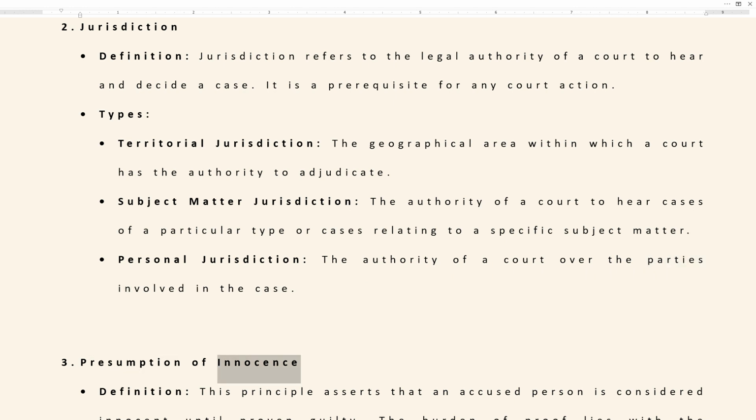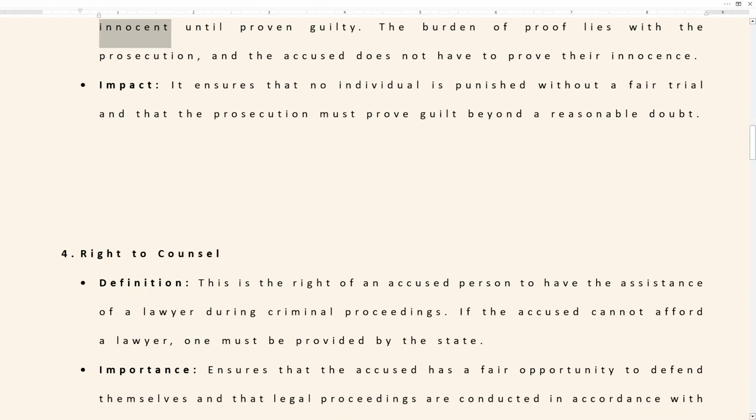Presumption of innocence. Definition: this principle asserts that an accused person is considered innocent until proven guilty. The burden of proof lies with the prosecution, and the accused does not have to prove their innocence. Impact: it ensures that no individual is punished without a fair trial and that the prosecution must prove guilt beyond a reasonable doubt.